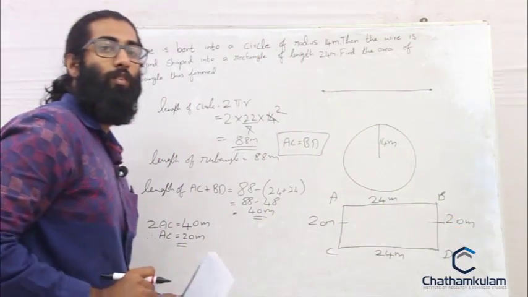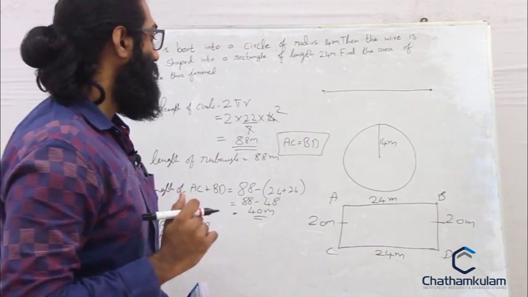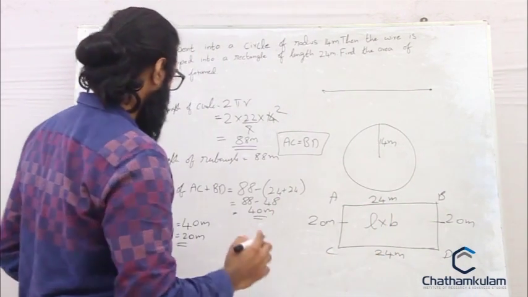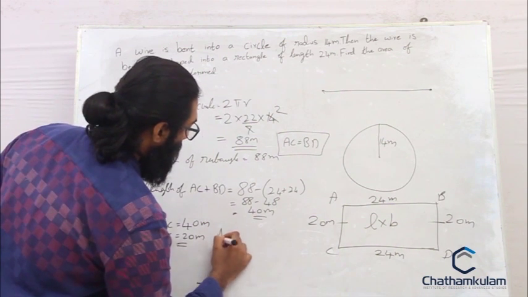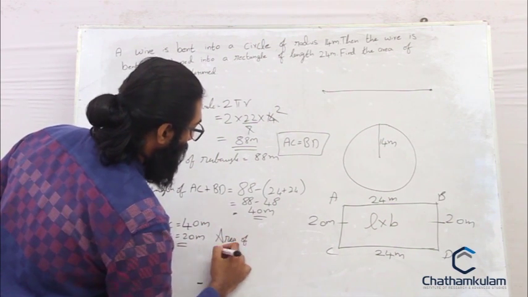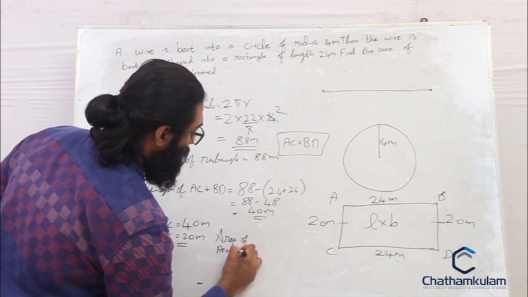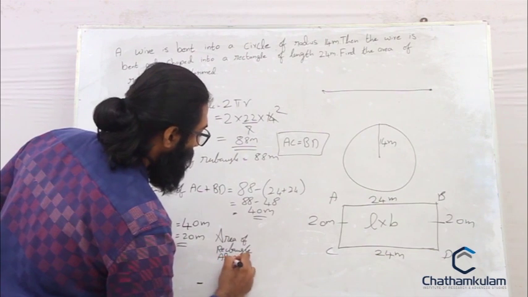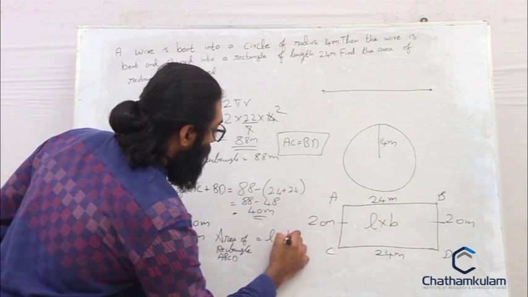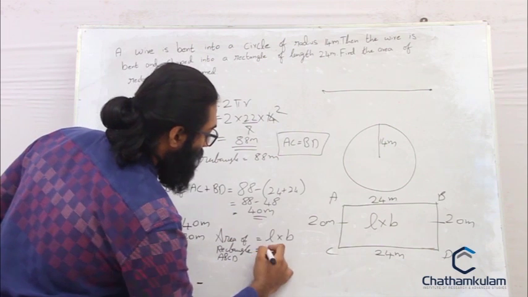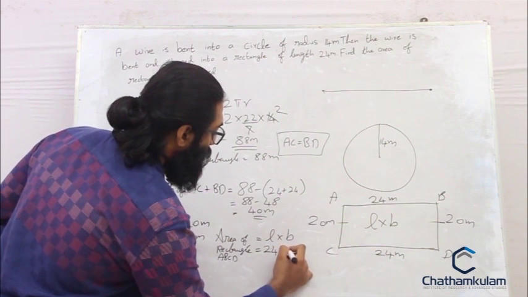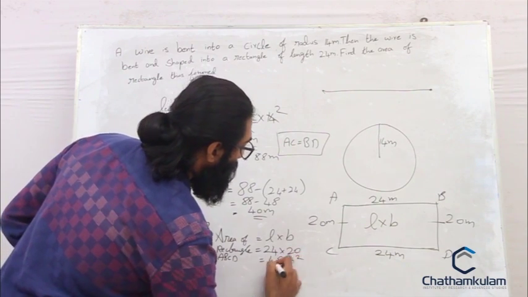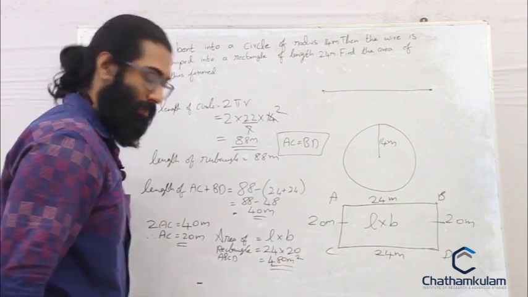So what is the formula for area of the rectangle? It is length into breadth, right? So area of rectangle ABCD equals length into breadth, that is equal to, what is the length here? It's 24 into breadth is 20. We get it as 480 meter square. So this is the answer.